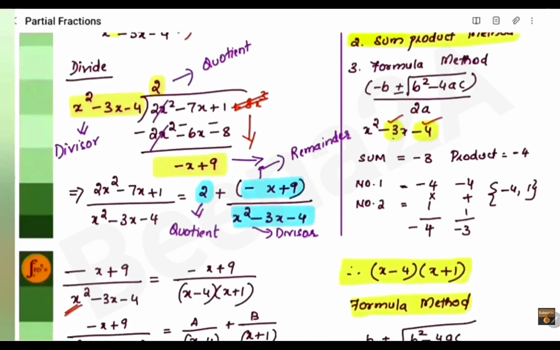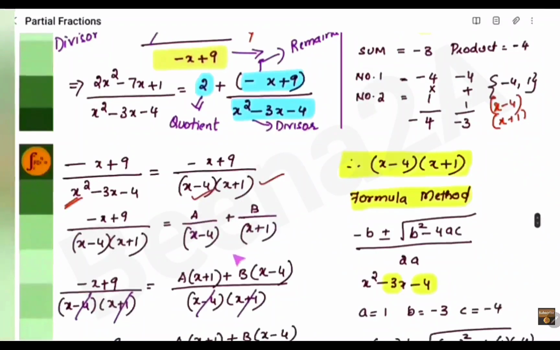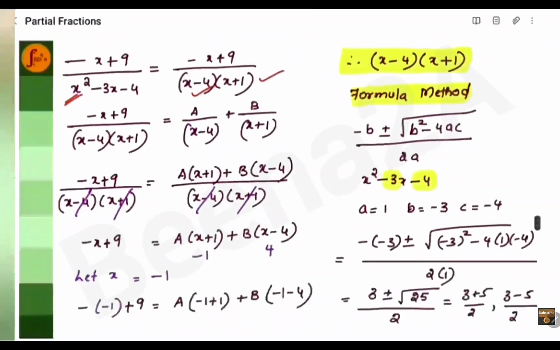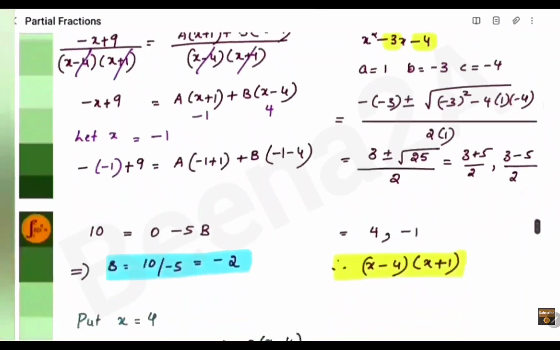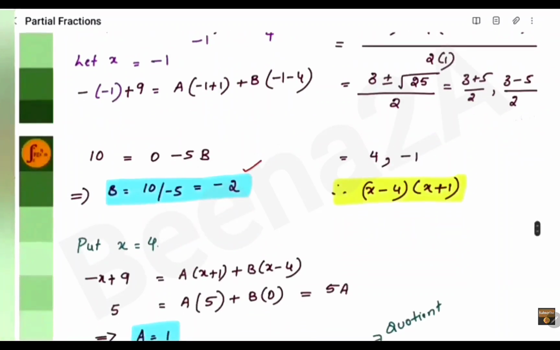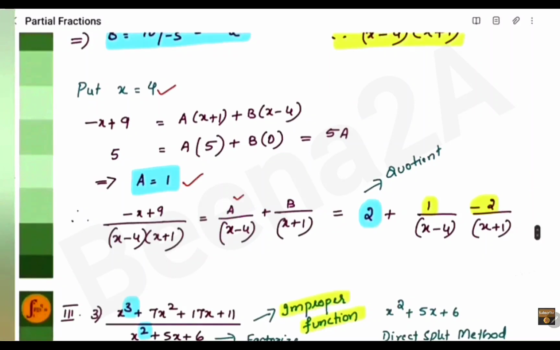So we'll have to write it as x minus 4 and x plus 1. So these are the factors. Now you'll have to write these factors here. Then the normal process: you split it up into A and B, and then you take the x values. Here x will be minus 1 and here x will be plus 4. Now substitute x equal to minus 1 and you'll get the value of B. Then you substitute x equal to 4 and you'll get the value of A. Now you substitute A and B values and you get the final answer.